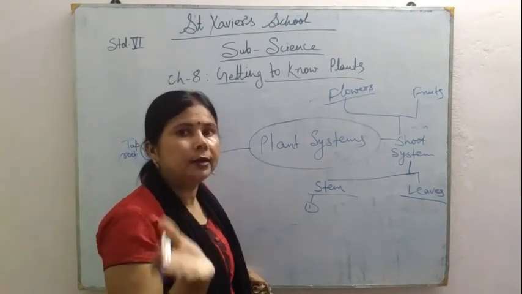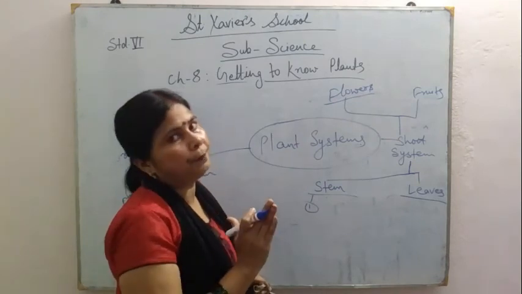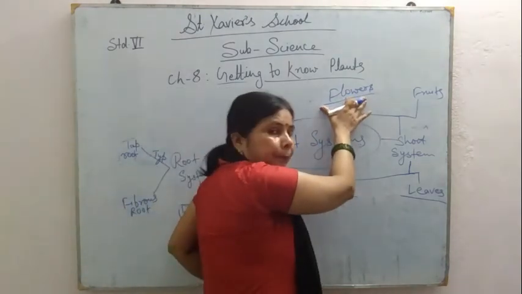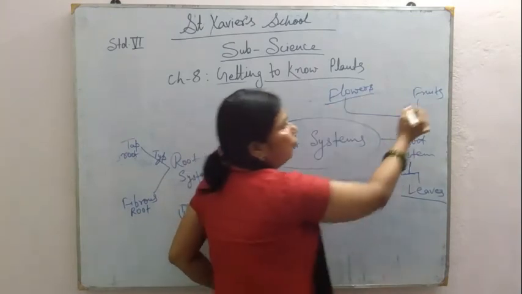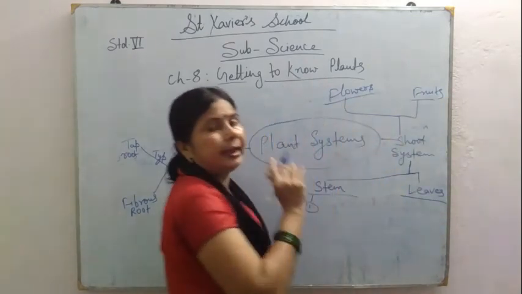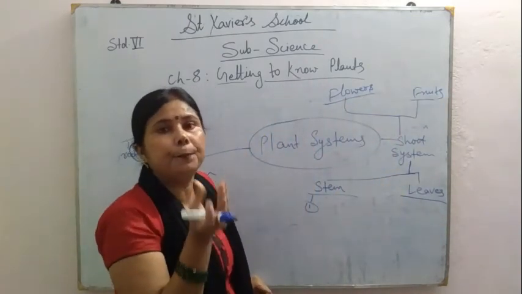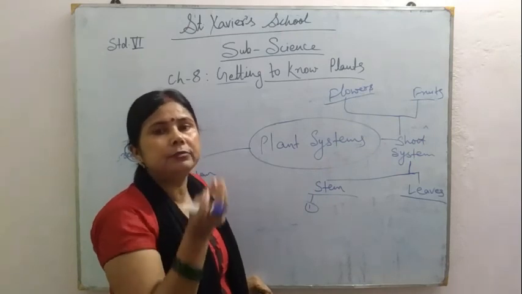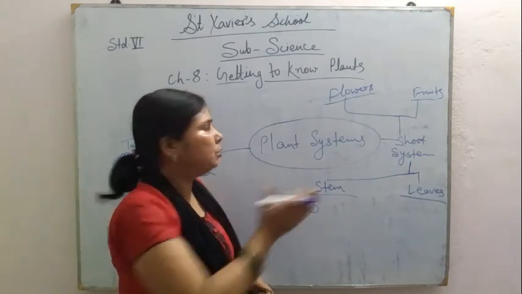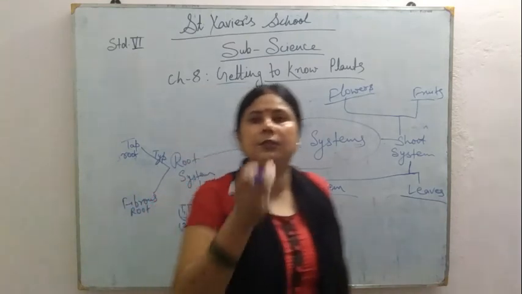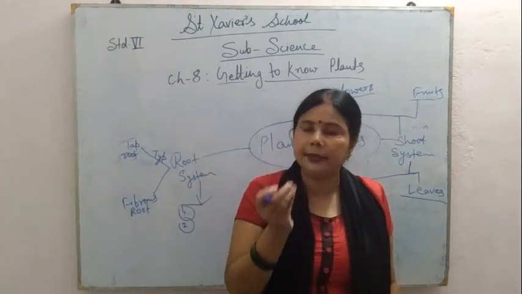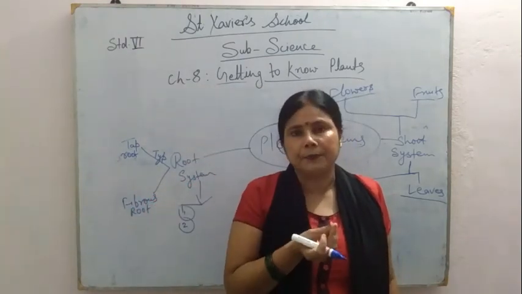And flowers are a reproductive part of a plant and it takes part in reproduction. Fruit का function क्या है? It protects seed. यह seed को protect करता है and helps in the dispersal of seeds. So this is what we have studied in chapter 8, that is getting to know plants. And that's all.